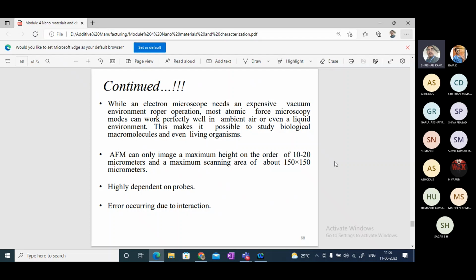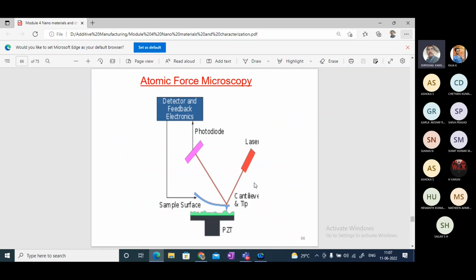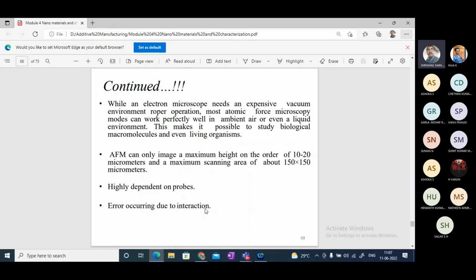That means we can view a sample of 150 by 150 micrometers, and a 10 to 20 micrometer image can be captured. It is highly dependent on the probes. As I showed here, a very sensitive probe will be there. Whatever readings we are going to get, this is the sample, and on the sample it is going to give you the information about the dimensions of the atoms and all this. So probe sensitivity is one of the important things here. If the probe loses accuracy, we have to go for recalibration. It will be a costlier method.